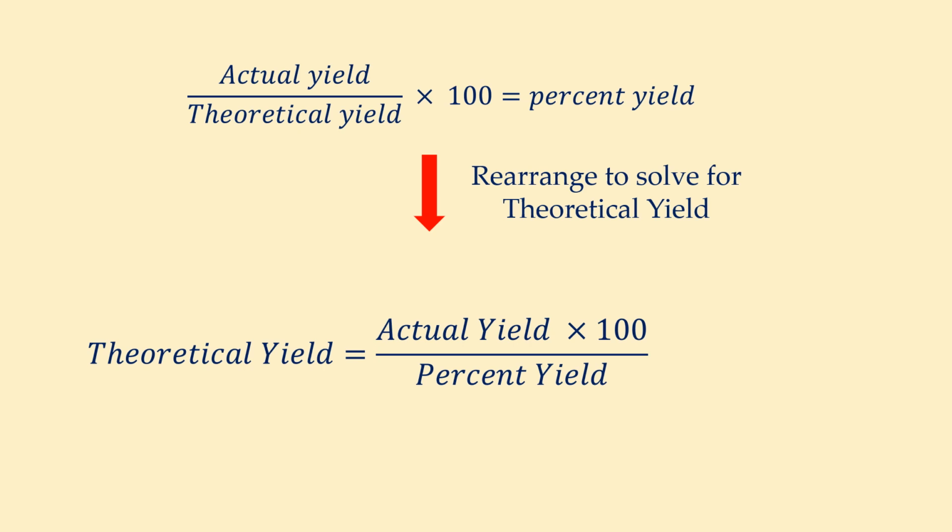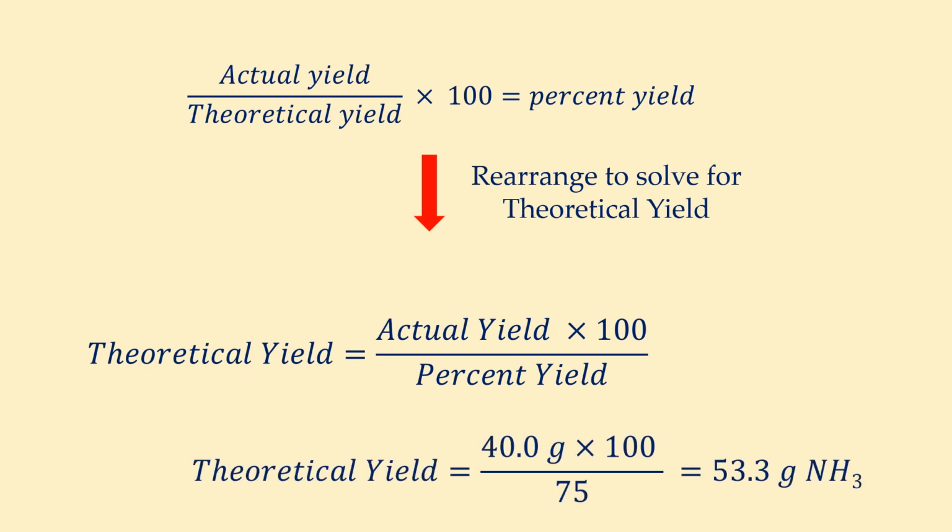Now, we know that the actual yield is 40.0 grams. This is what we're looking for. And the percent yield is 75. Inserting our values gives us 53.3 grams of ammonia that must be produced. In other words, we need to find the amount of reactant that will give us 53.3 grams of ammonia. If the percent yield is 75%, then our actual yield will be 40.0 grams of ammonia, which is the mass that the question is asking for.